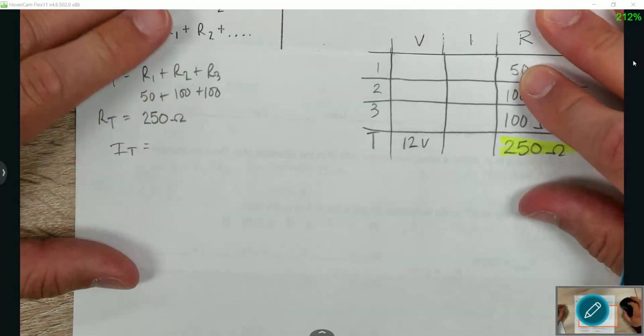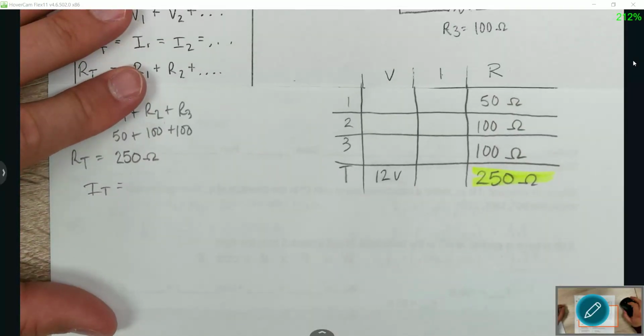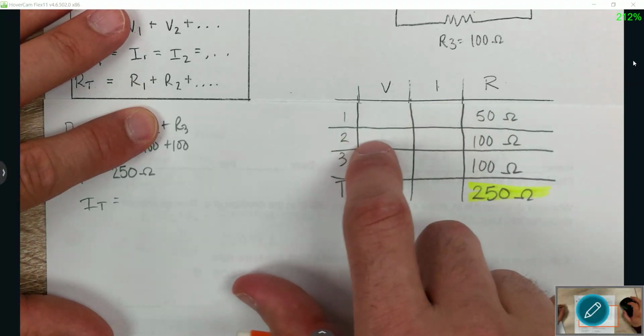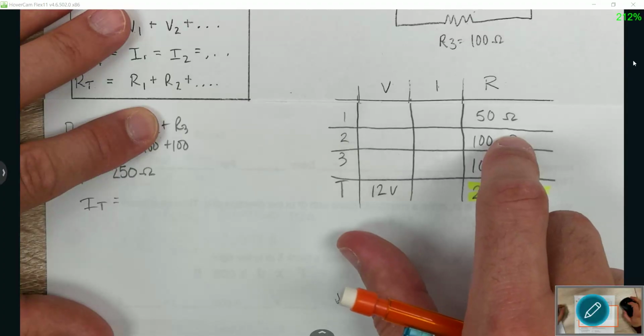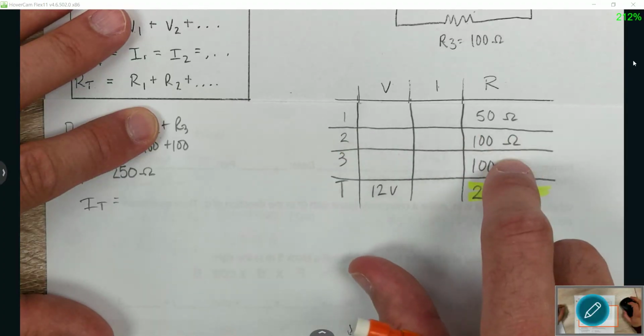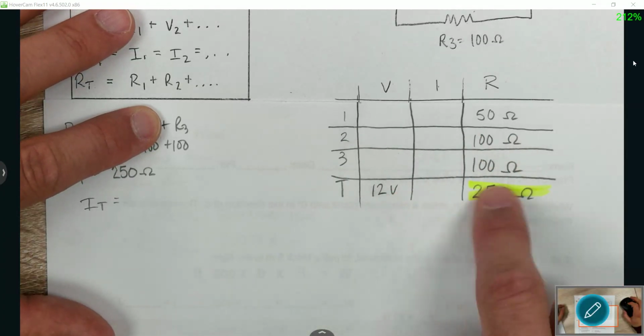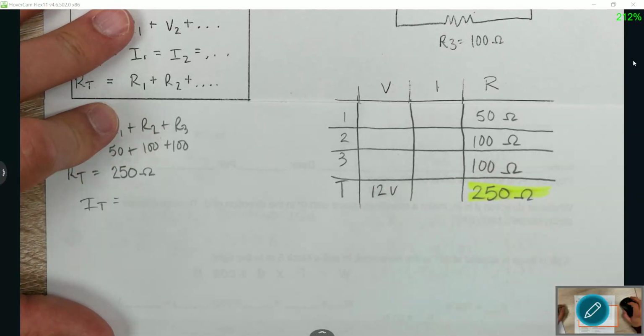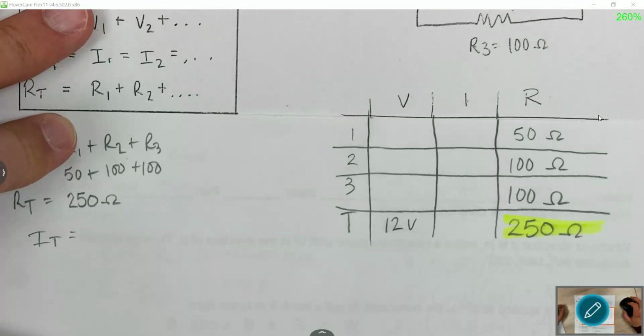But you can't just use any V and any R. You have to use the one that's in your row. The voltage, resistance, and current for the first. Okay, the resistance for the second resistor, current and voltage. Third resistor, current and voltage. So we can't just be like, oh, we're going to use 12 and 100, no. Since they're in the same row, that's what we have to use.